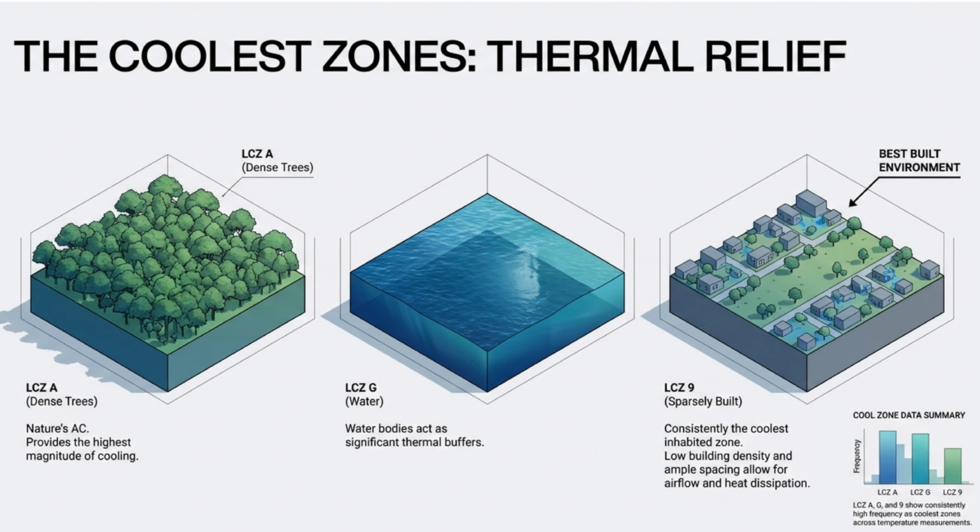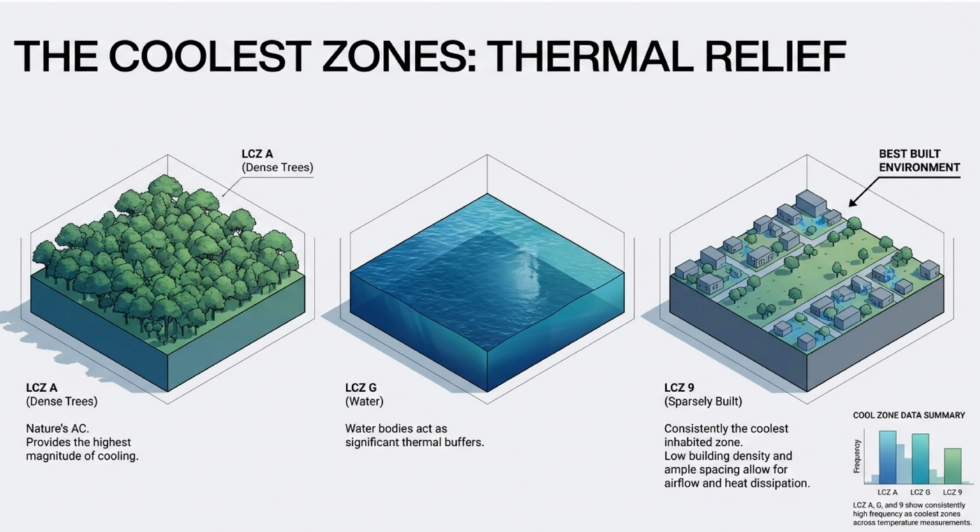The authors identified three primary offenders for extreme heat. First is LCZ 2, compact mid-rise zones. These are consistently the hottest in both surface and air temperature measurements. The culprit is high building density that blocks wind, combined with lack of height which prevents adequate shading.